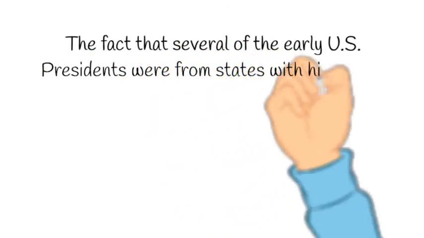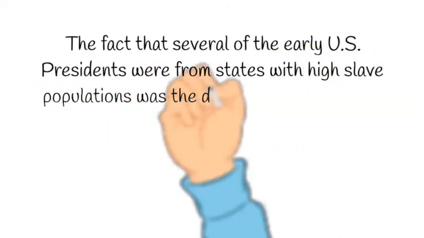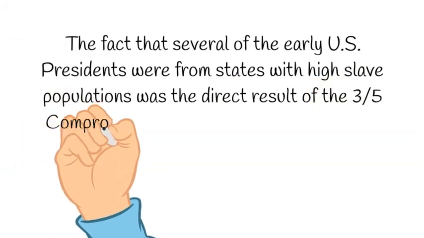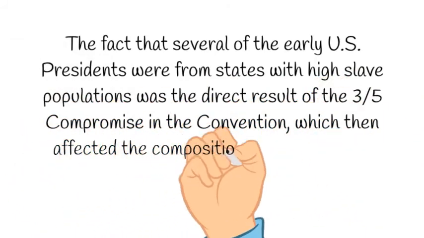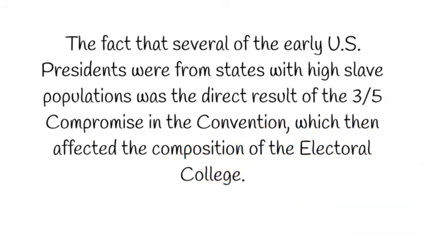The fact that several of the early U.S. presidents were from states with high slave populations was the direct result of the Three-Fifths Compromise in the Convention, which then affected the composition of the Electoral College.